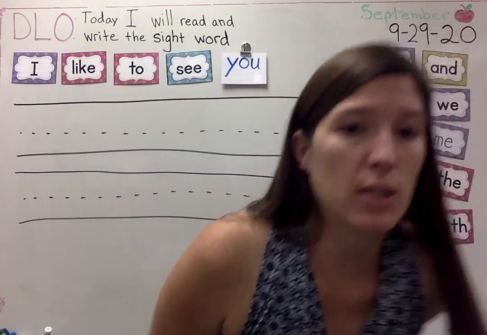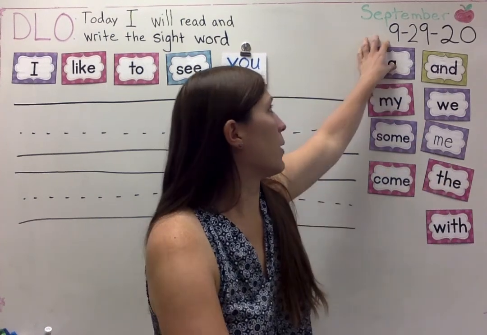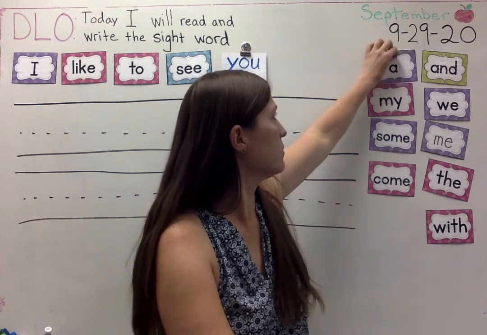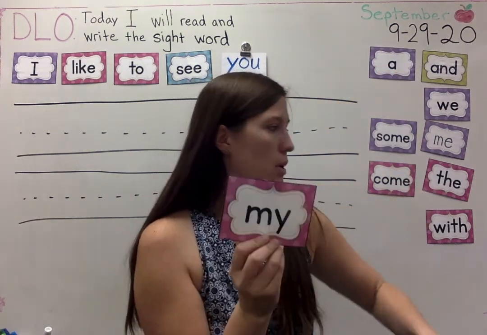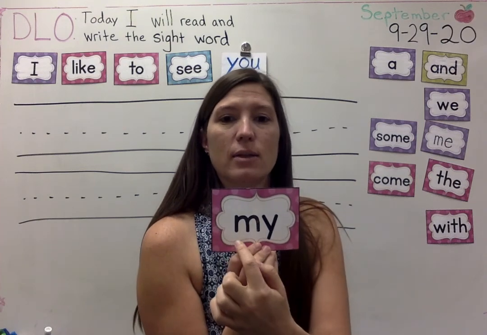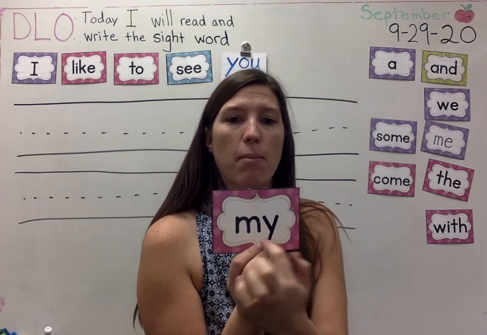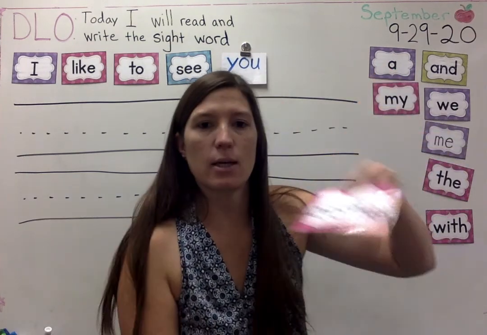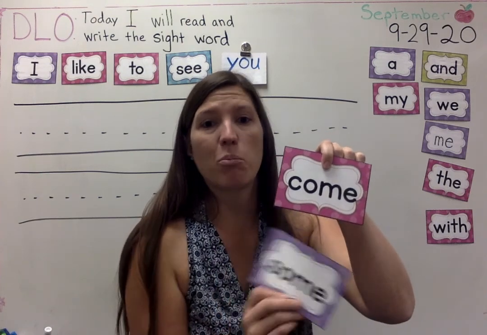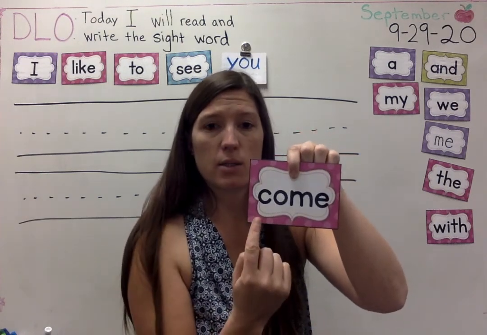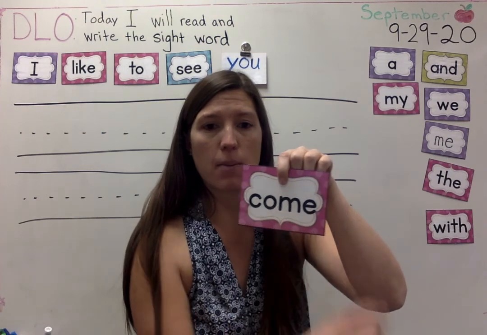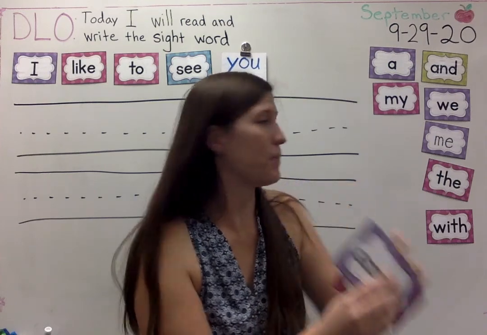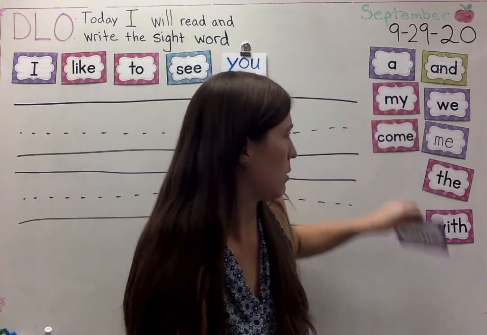So let's review the other words that we're not going to use today up here. Everyone say, how do you spell it? A. My. How do we spell it? M-Y, my. Come and some. Come is our sight word. Some is our bonus word. C-O-M-E, come. Some. S-O-M-E, some. Bonus word. You don't have to know that one, but it's in the song.